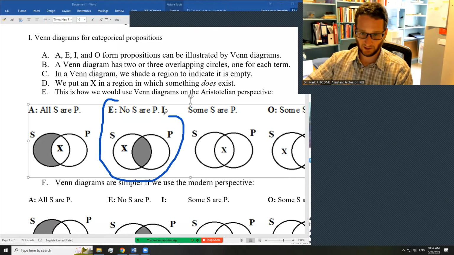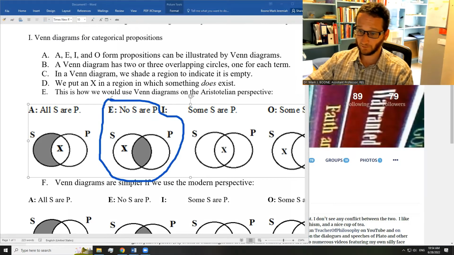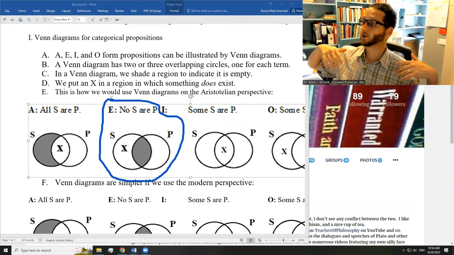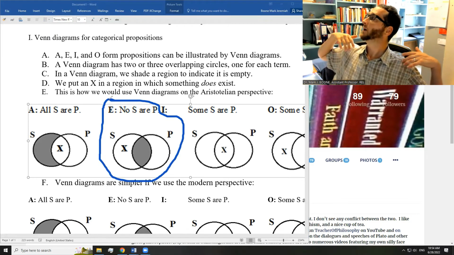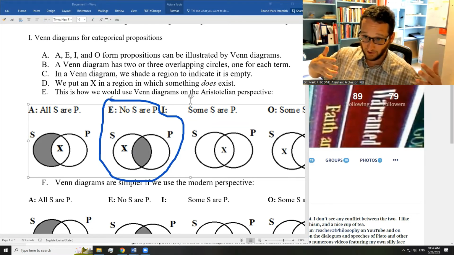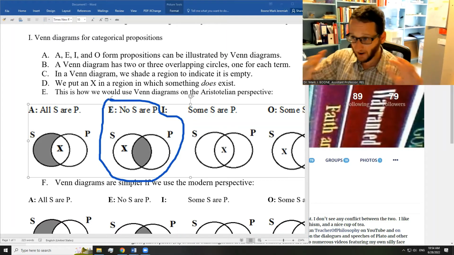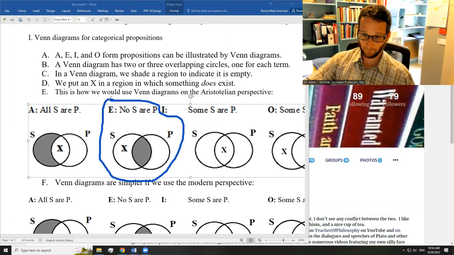So once we go over this Aristotelian perspective, we keep in mind that it exists, this Aristotelian Venn diagramming method. Once we go over this, we keep in mind that it exists, and then we forget about it and do Venn diagrams using this simpler modern way.